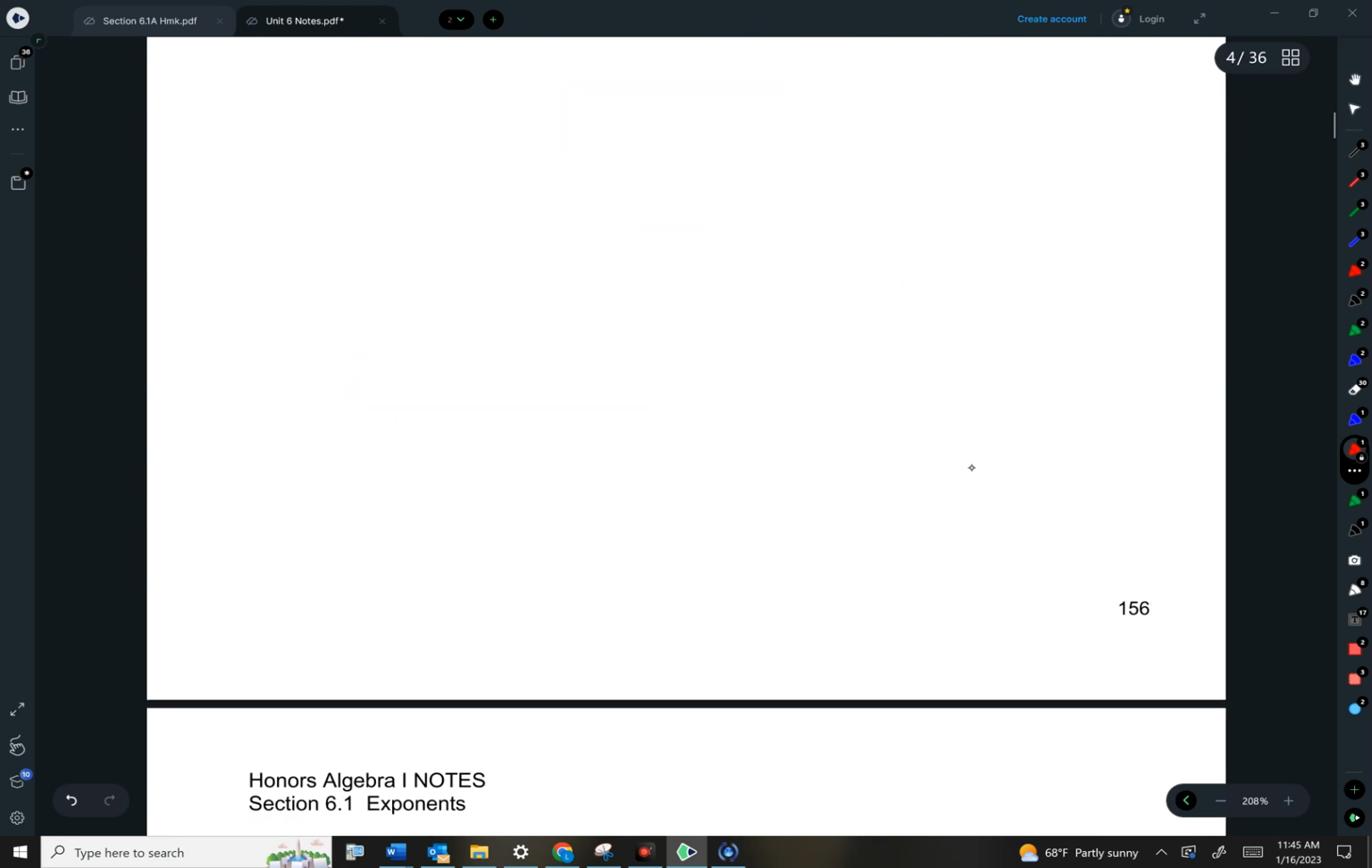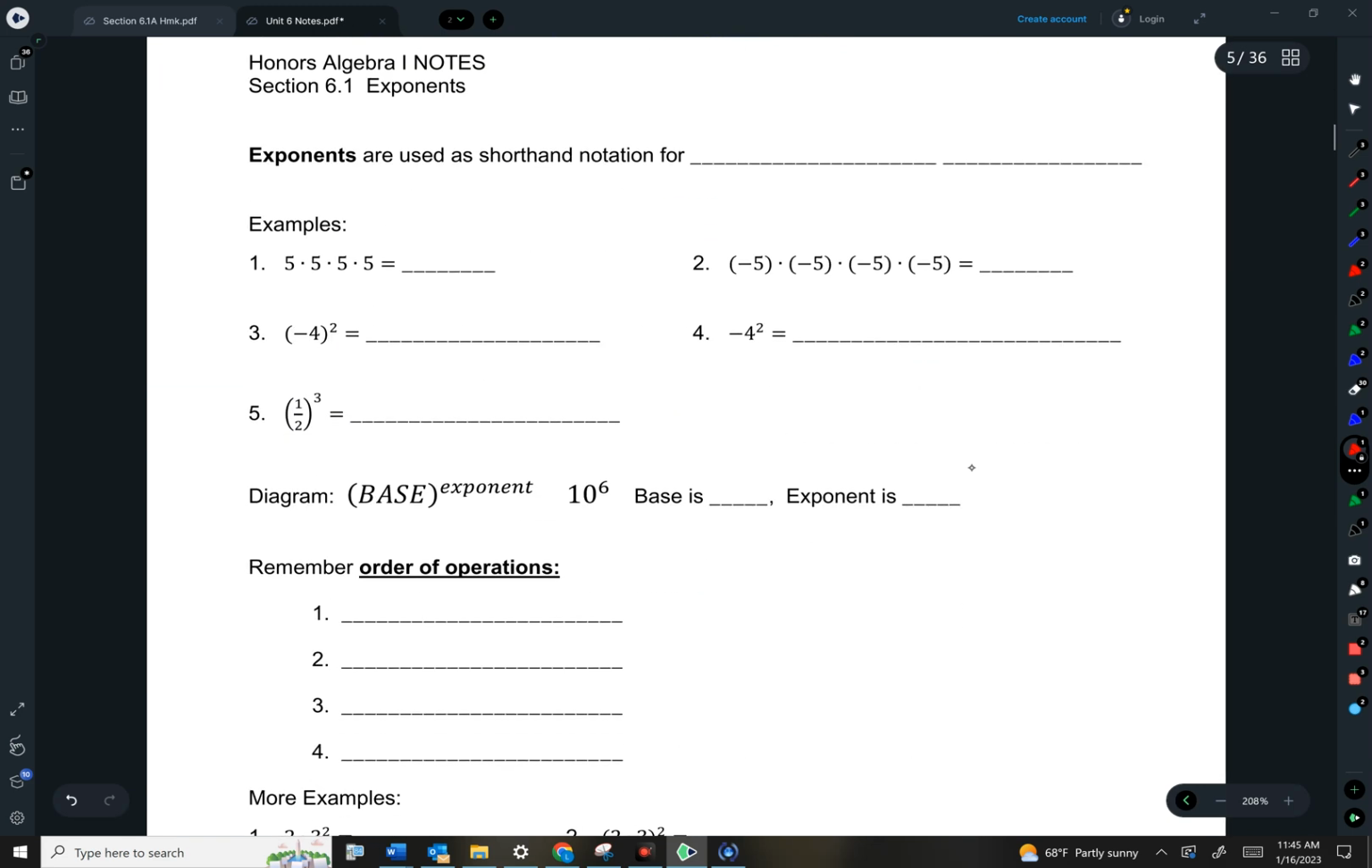All right, so the actual beginning part of 6.1. You may be familiar with this, so this might be a review, but let's just check and see. Exponents are used as a shorthand notation for multiplying numbers.